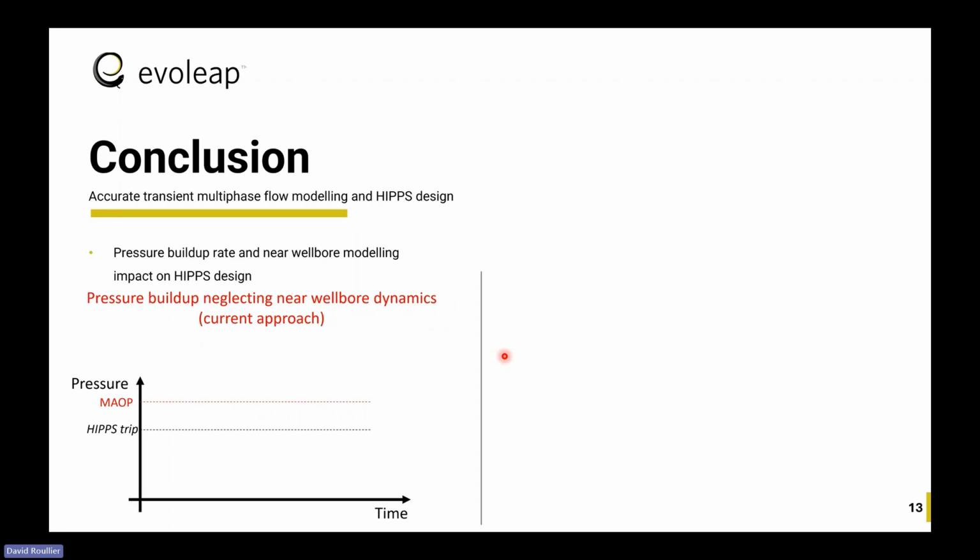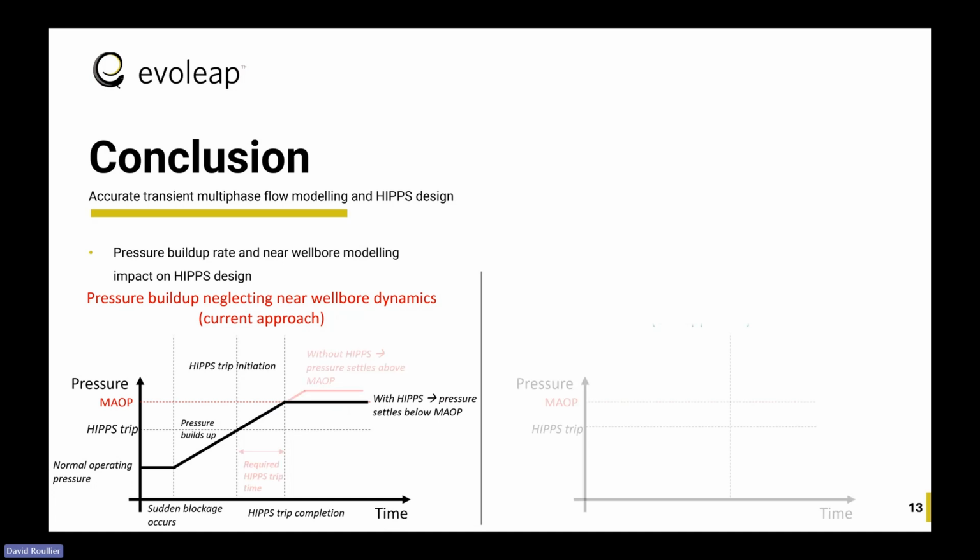Okay, and that impacts the HIPPS design. So if we build HIPPS based on the current approach, which neglects the near wellbore dynamics here on the left side, what we get is, again, we're flowing at normal operating pressure. We have an unexpected shut-in, and the well keeps packing high pressure fluid into the system. You have the pressure build up. You go to the HIPPS trip point, and then the HIPPS trip initiates, right? It completes, it protects your system.